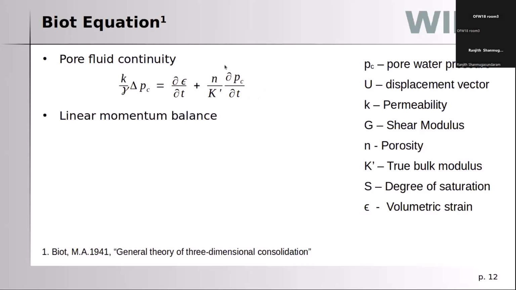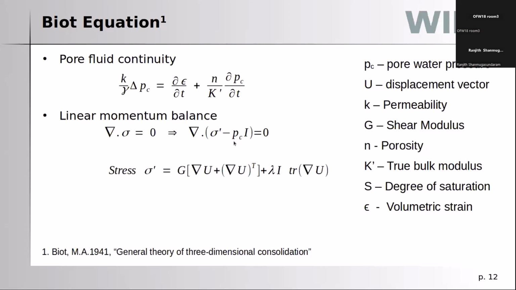One more equation we have is the linear momentum balance. In that, we say the divergence of stress is 0, and in the divergence of stress we also have the pore pressure. For the stress, we have the normal linear model, based on the elastic modulus and the Lamé constants. And this is the expression for the compressibility. Whenever we have the saturated fluid, we just have 1/K, and when it goes to unsaturated, we have a 1 minus S term coming up.